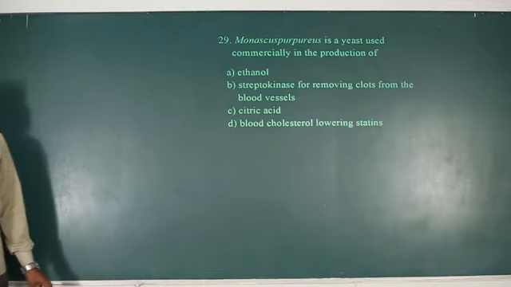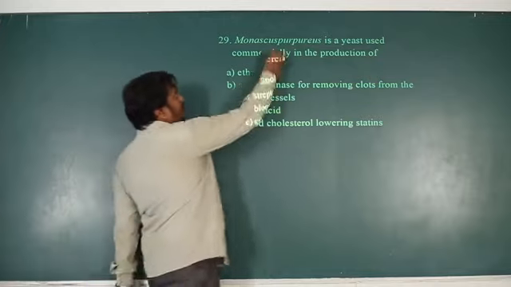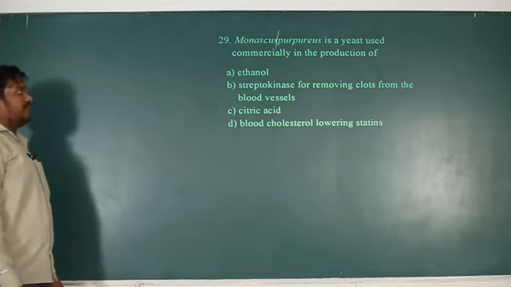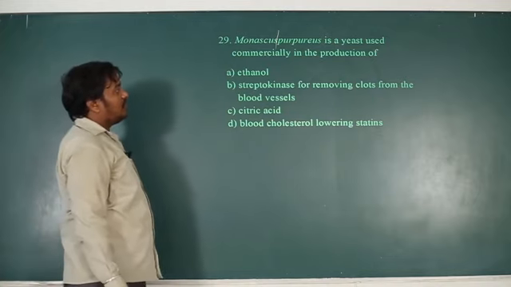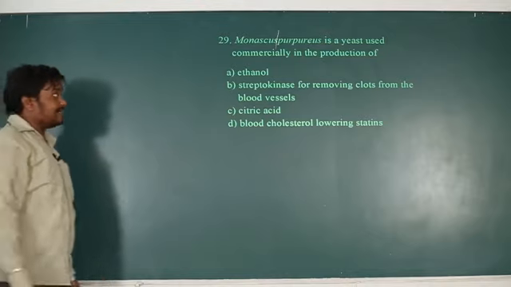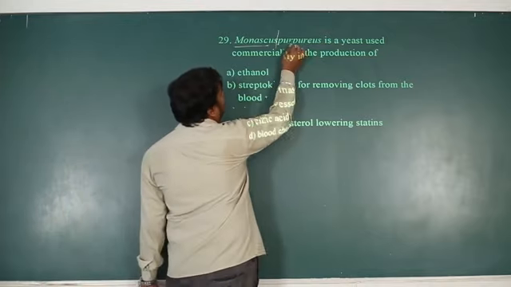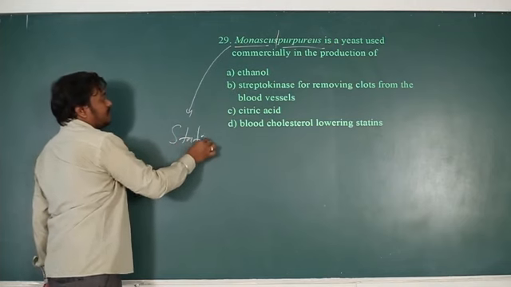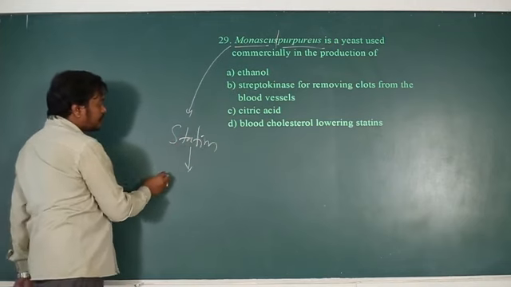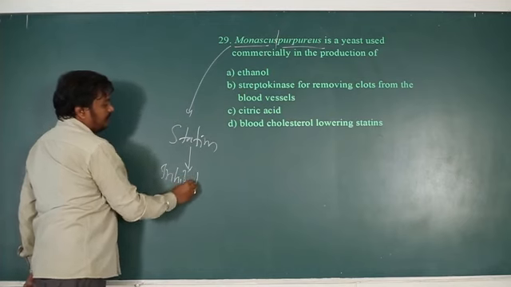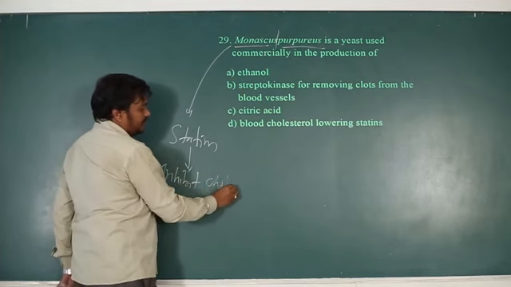Okay, so Monascus purpureus is a yeast used commercially in the production of ethanol, streptokinase for removing clots from the blood vessel, citric acid, and blood cholesterol lowering statins. So Monascus purpureus yields a chemical group called statins. So these statins inhibit the cholesterol forming enzyme.